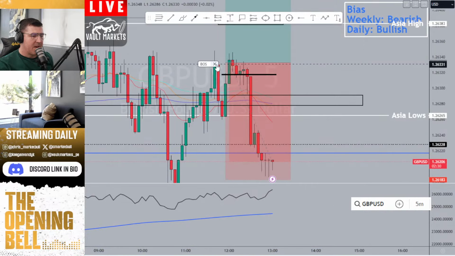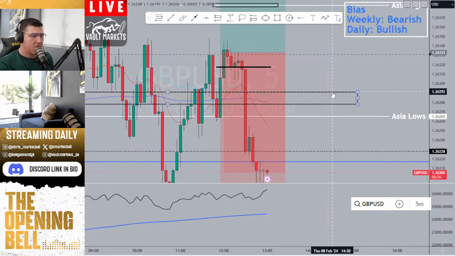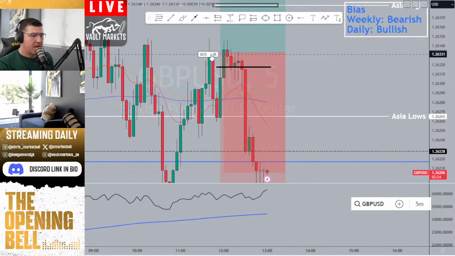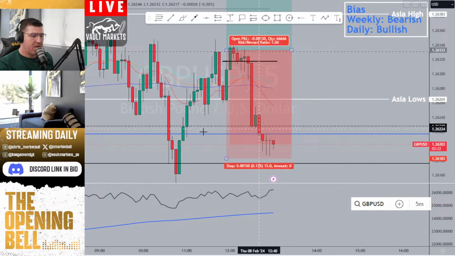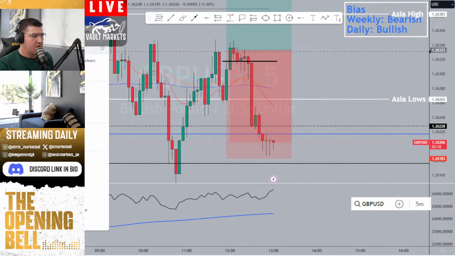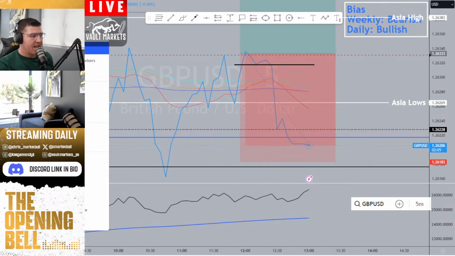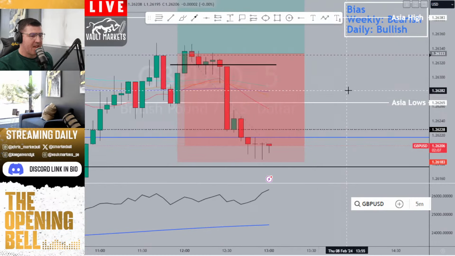Then we had this minor break of structure here, which is a continuation trade. The body closed above there. The order flow was bullish from these lows. If you go onto a line chart, you will see that from these lows, we started creating bullish order flow where we're taking out highs.